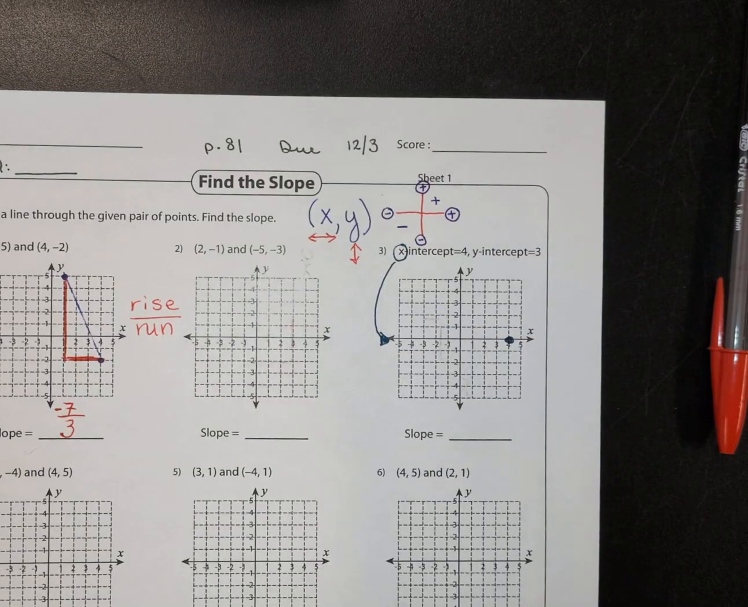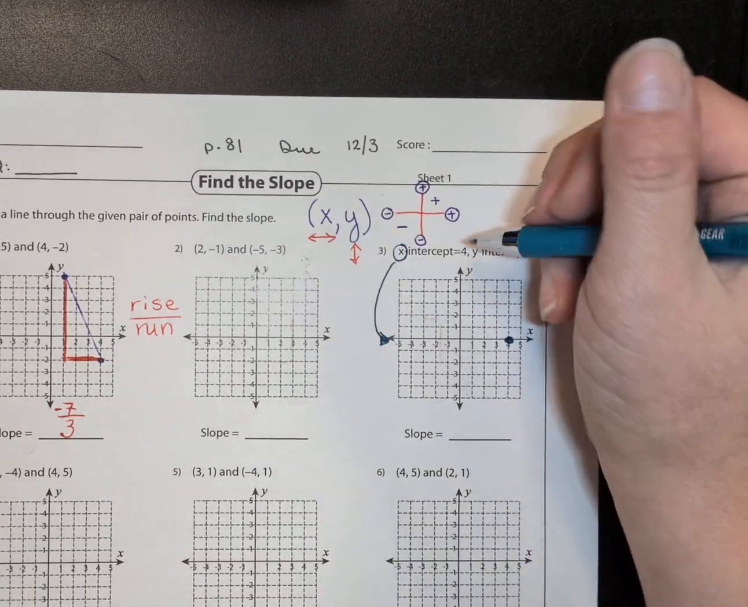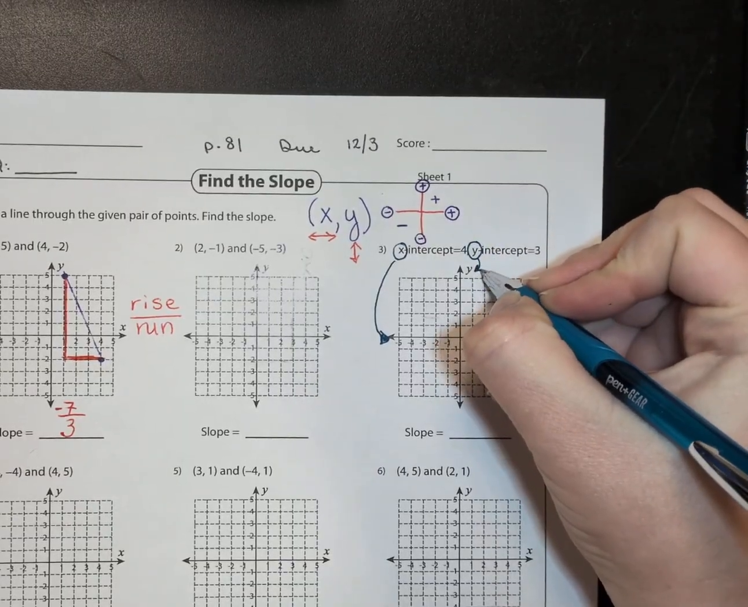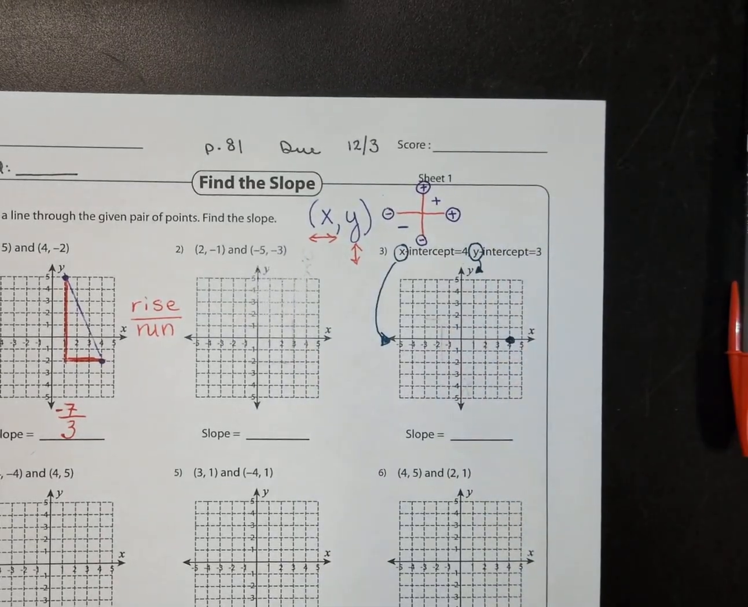So if it's an x-intercept, it goes through the x-axis. Guess what happens if it's a y-intercept? It goes to the Y. Oh, wow! You guys are so smart.